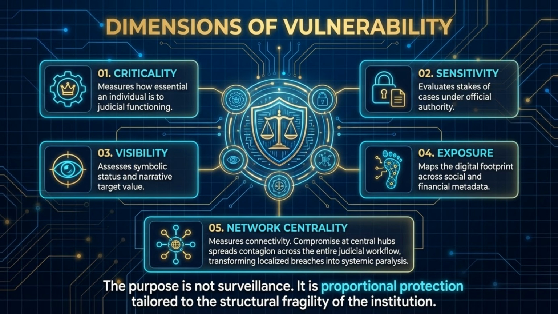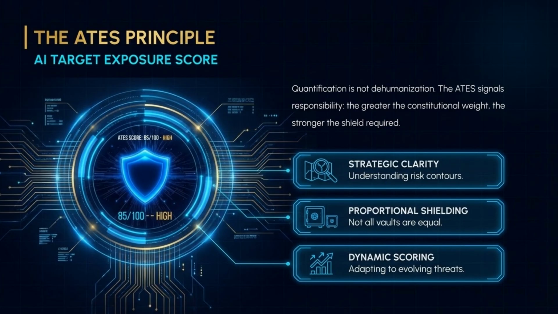The goal is proportional protection, tailored to the institution's structural fragility, not surveillance. We introduce the ATES principle, or AI Target Exposure Score. This quantification signals responsibility. The greater the constitutional weight, the stronger the shield required. It emphasizes strategic clarity, proportional shielding, and dynamic scoring.